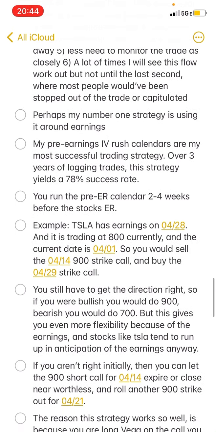And then six, just something to point out, a lot of times I will see this flow work out, but it doesn't work out until the last second, at which point most people have been stopped out or they've capitulated. And then you see it in the last 2 days or something like that. You just see this huge ramp, where Amazon or something like that just goes up like 100 points in one day. And you're like, what the heck was that?